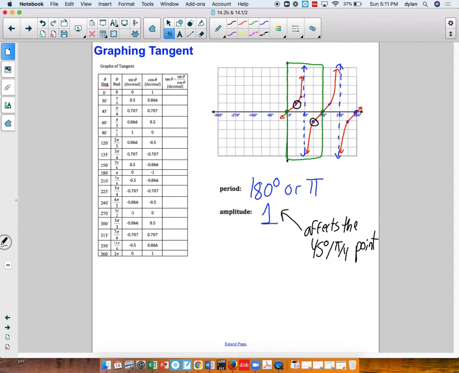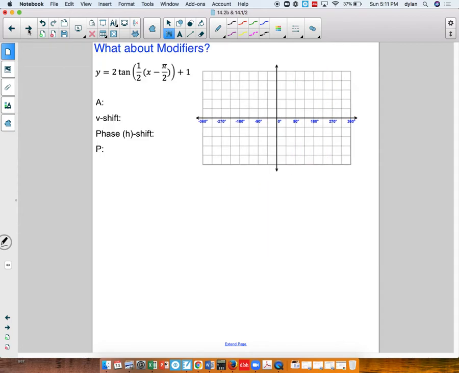So let's go through an example of this together with a lot of modifiers as well. So you can kind of see the whole thing in one flow. So in this case, 2 tangent of 1/2 x minus pi over 2, all plus 1. Now notice this one's already factored. If it wasn't factored, you would need to factor it first so that the x or theta is alone.